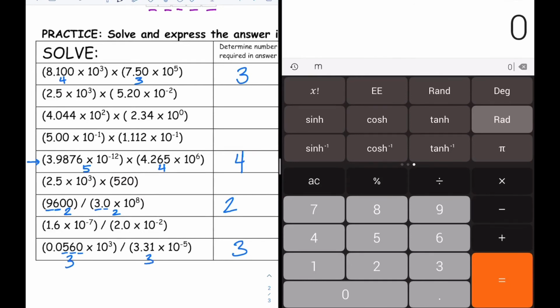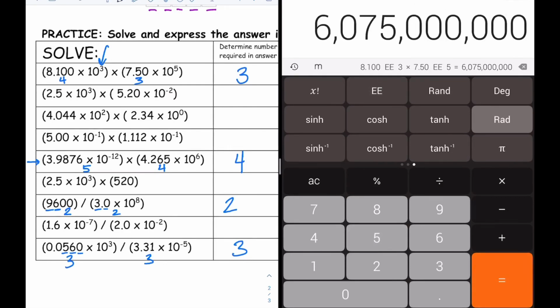All right, let's begin the calculations, starting with the first problem. So when you're entering this value into your calculator, you would type 8.1, and you can type in the zeros if you like. And then what you want to do is look for your EE key. So there's mine up at the top. And then plug in your exponent, which in this case is 3. Okay, notice the 3 right there as the exponent. So plug in the 3, and then times 7.50 exponent 5 equals. So that's a really big number. So luckily, we're going to record it in scientific notation.